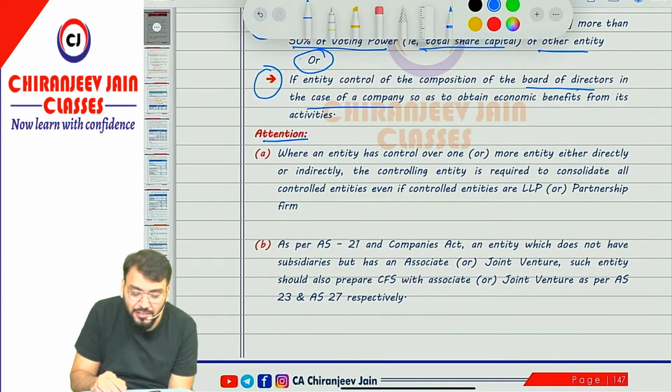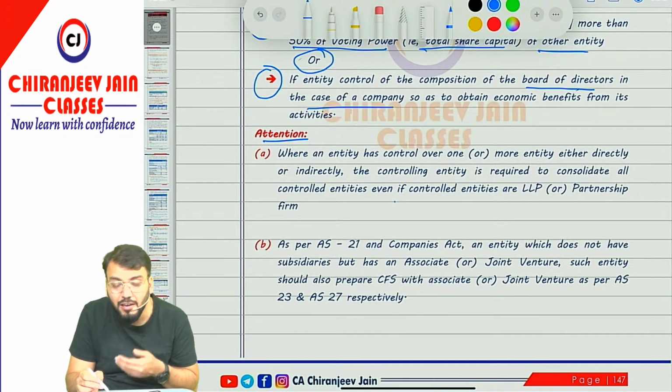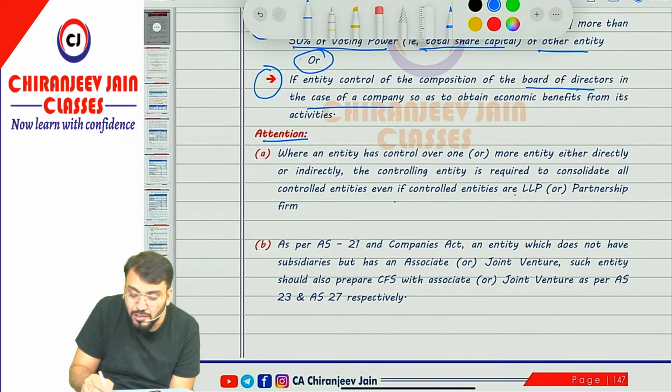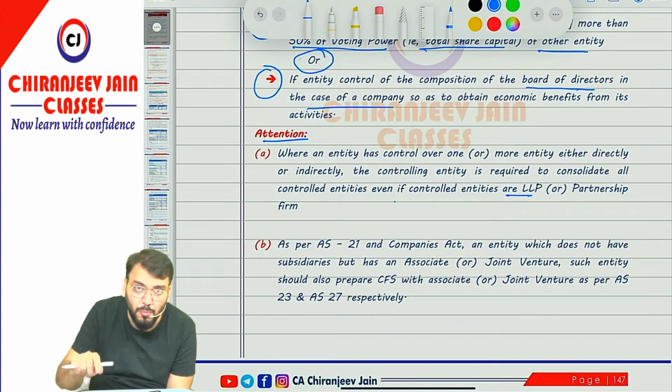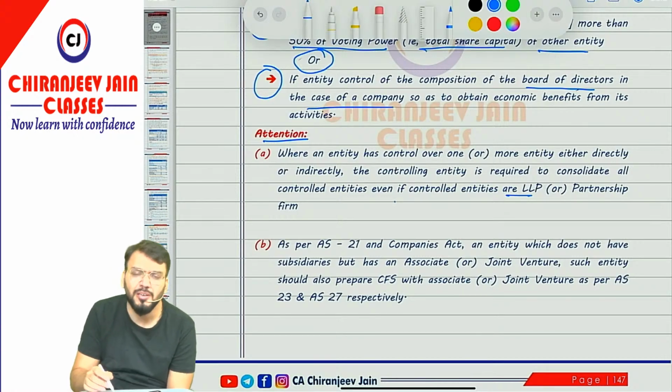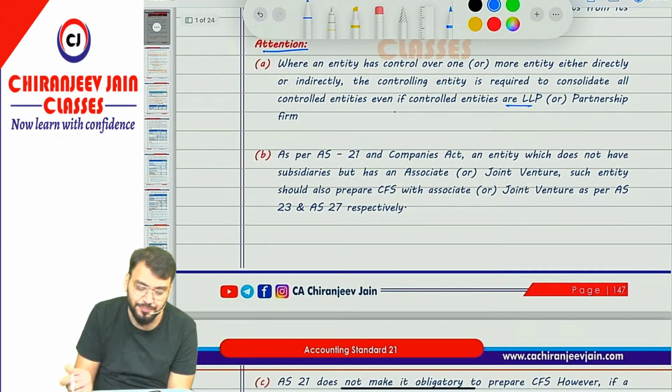When an entity has control over one or more entities, either directly or indirectly, the controlling entity, meaning the parent company, is required to consolidate all controlled entities, even if the controlled entities are LLPs or partnership firms. So the controlled entity can be in the form of a company, an LLP, or a partnership firm. But this point is not relevant from exam point of view, because normally in exams they will give only two companies, one parent company and one subsidiary company.